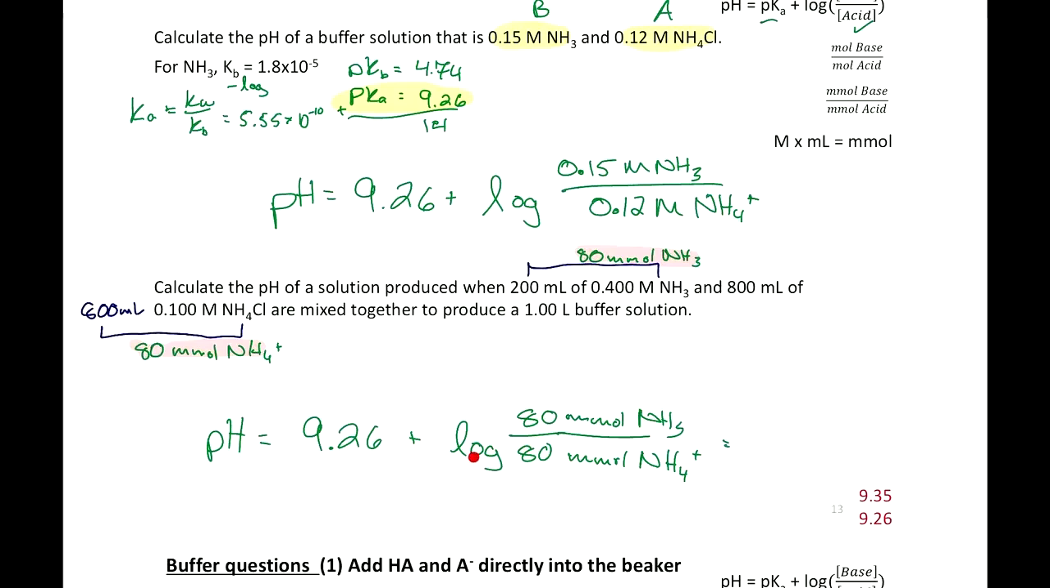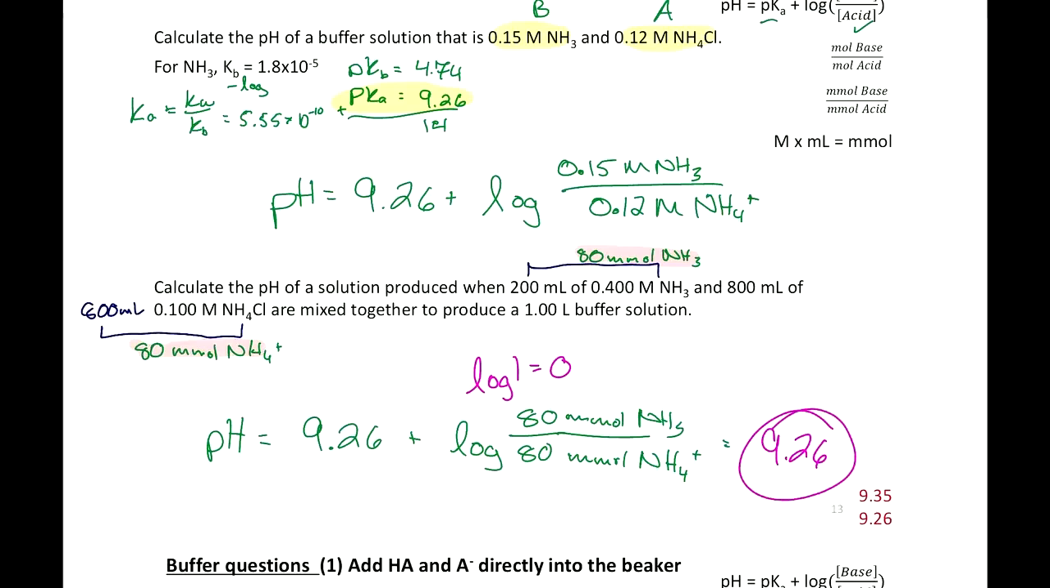All right. Hopefully, without putting anything in your calculator, what is the log of 1? Or just put it in your calculator so you can check. What is it? It is 0, yes. So log of 1 equals 0. So we see that our pH is 9.26.